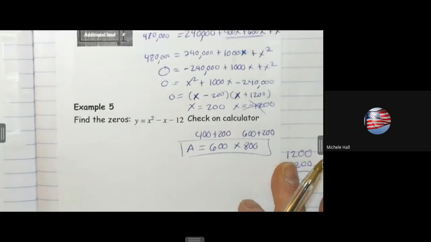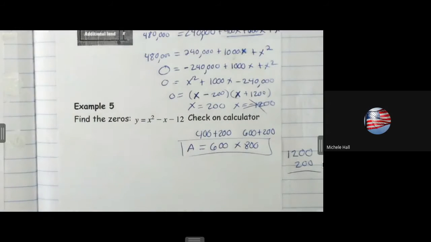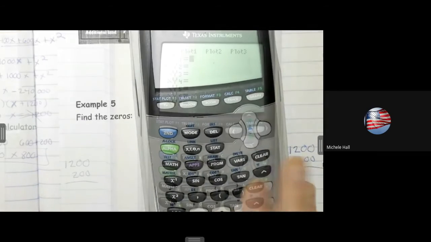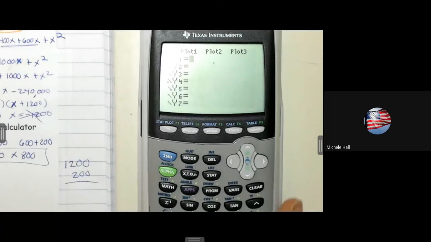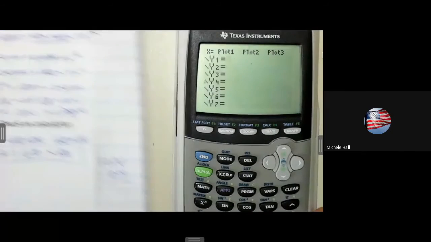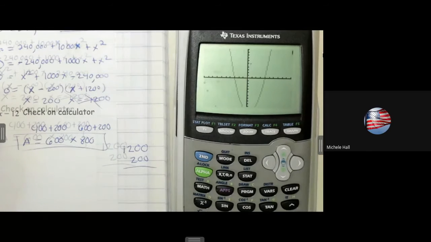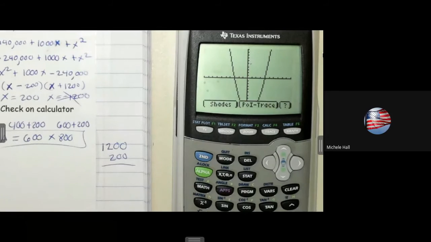And so on your calculator, we've done maxes and mins. All right, so we're going to go to y equals, and we're going to punch in our equation, x squared minus x minus 12. Graph. Check your window to see if you like what you have there. We're looking for intercepts, so I don't really need to see the vertex.